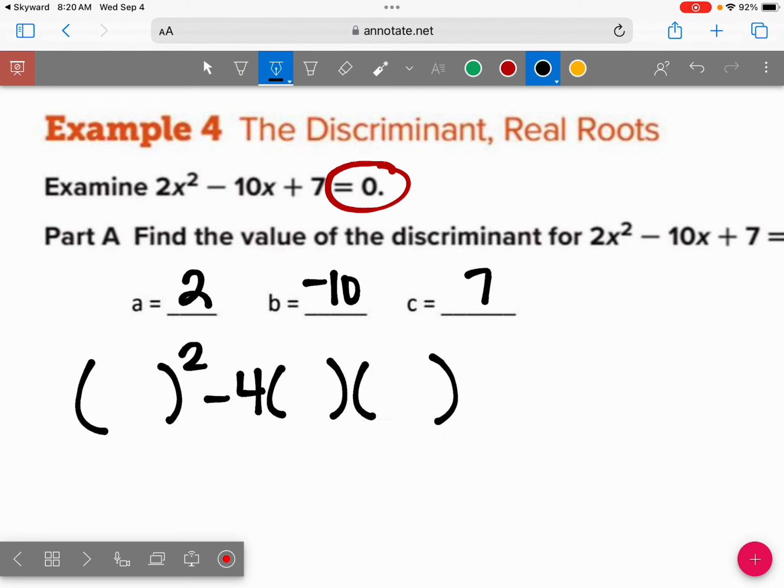I want you to do parentheses. The square has to be on the outside, minus 4, and then 2 parentheses. In the first parentheses, you're going to put whatever we have for B, and then you're going to put A, and then you're going to put C. So B is -10, A is +2, and C is +7. Go ahead, type that in your calculator, just like that.